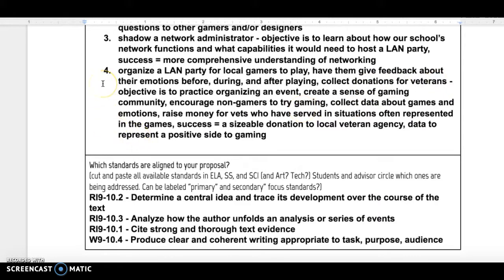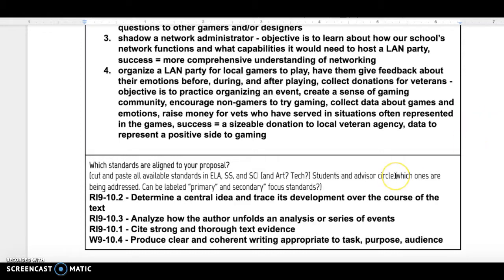So his objective is to practice organizing an event, which is something Clark has never done before. He's going to try and create a sense of gaming community, since sometimes gaming can feel really solitary, just in your house by yourself. He's going to encourage non-gamers to try gaming, maybe bring in some of his friends who don't game as much as he does. He's going to collect data about games and emotions. He's going to raise money for veterans who have served in situations often represented in games. And he'll know he's successful when or if he can give this sizable donation to a local veteran agency, and he has data to actually represent a positive side to gaming.